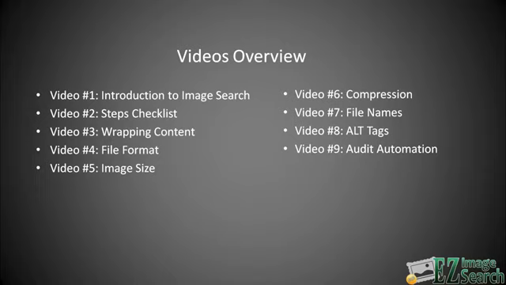Video number 5, we're going to talk about image size and why that is important. Video number 6, we're going to talk about compression, essentially the idea of trying to make your images smaller. How do you do that? How do you go about doing that? If you have thousands of images on your WordPress site already, how do you go about doing that without having to compress them one by one?